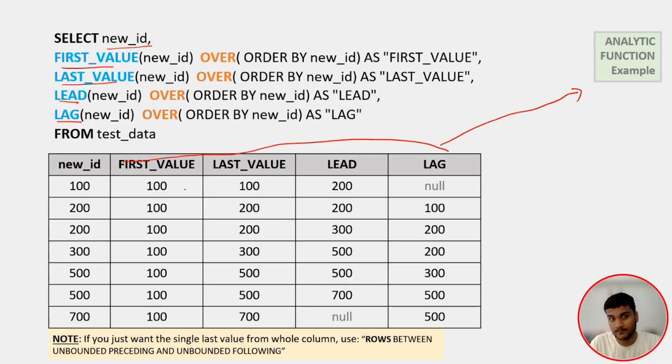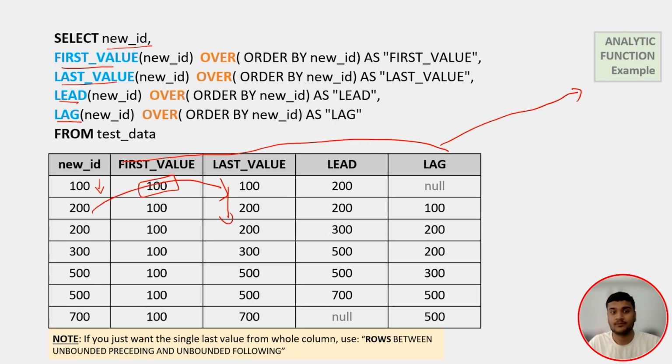So what is my first value? Here you can see the first value is whatever I have in my original column. Obviously, I have 100, so it is giving me 100. Now you might say, sir, the last value should be 700, but it is giving me the same value as in my column, right?